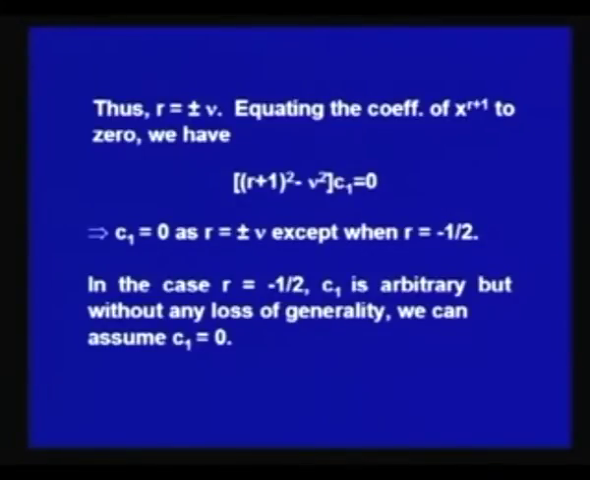So, C1 is an arbitrary constant, but then what happens is that when we take C1 as an arbitrary constant and find the solution corresponding to r equal to minus half, then the terms which correspond to C1 are absorbed in the solution which we find for the other value of r, that is r equal to half, and so no new part of the solution is obtained corresponding to C1 being arbitrary. Therefore, without any loss of generality, we can assume that C1 is equal to 0 even in this case.